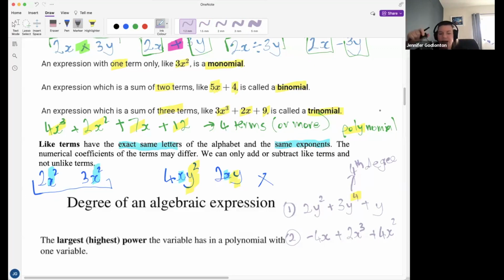What is our degree of question 2? Okay, we've got an answer coming in. Keep them coming. Good. Our highest power here is a 3, because this one is a 1, and then we have a 2, and we have a 3. And so because of that 3, we would say this is the 3rd degree.